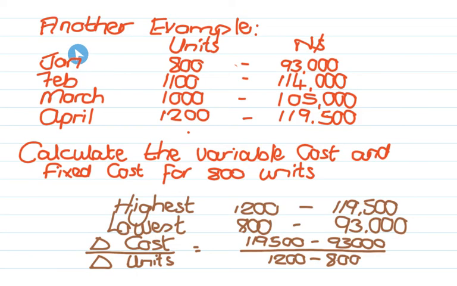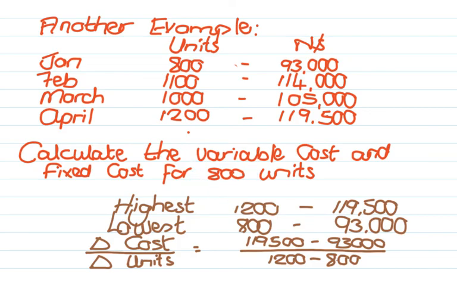We can do another example. In this example, we have 4 observations: January, February, March, April. We have the units for these 4 months, and we have the total cost for the 4 months. And you will see, as my units are increasing, my total cost will also increase. All right, so now calculate the variable cost and the fixed cost for 800 units.